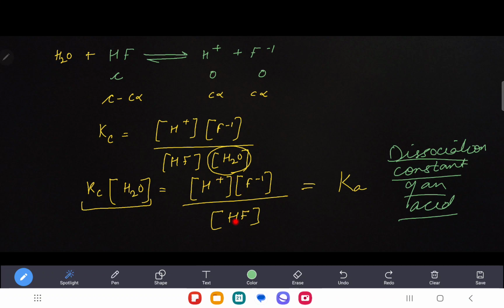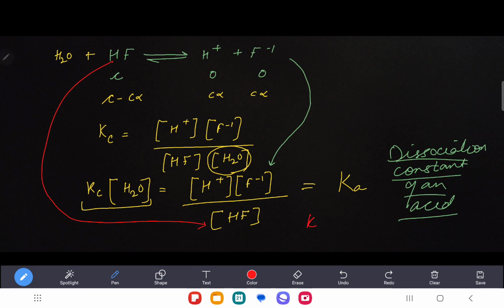Basically, this dissociation constant of an acid is also nothing but product over reactant. I hope you're understanding. And if it is product over reactant, what exactly do you think it is going to mean? The product is going to be my H plus and F negative. That means the dissociated parts form the product, and thereby they form the numerator. And HF is going to form the denominator.